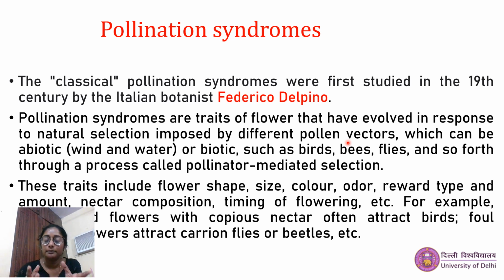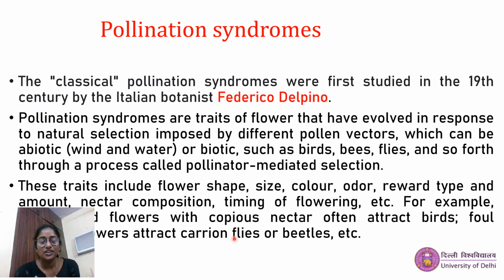they can show pollination. So, this was first studied in the 19th century by Italian botanist Federico Delfino. So, there can be two types of pollen vectors. Either they can be abiotic, as the name suggests, non-living, that is your wind and water pollination, or they can be biotic, which can be mediated through birds, bees, flies, etc.